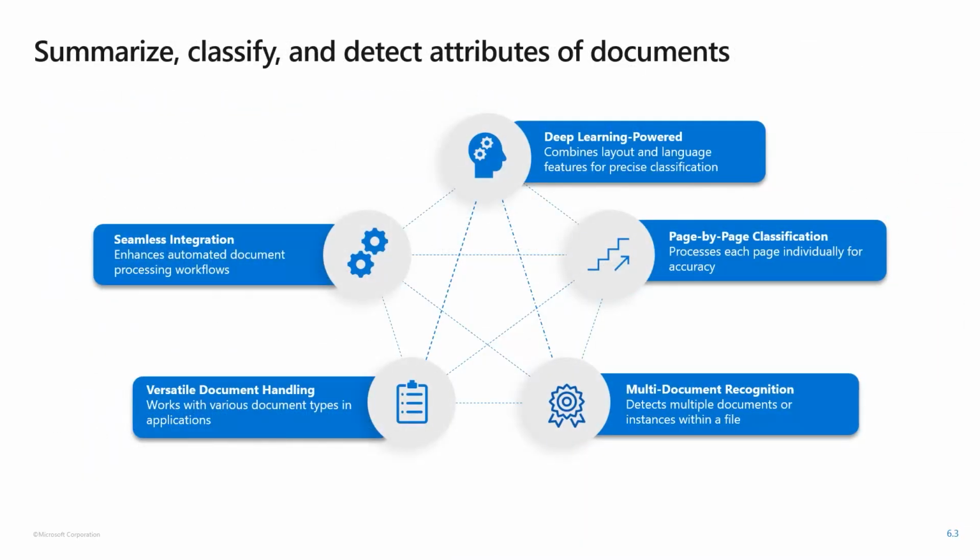Be familiar with how deep learning is used to combine layout and language features for accurate document classification. It's an important thing that you understand how page-by-page classification works and why it helps improve precision. You'll also want to know how these tools handle different document types and how they fit into automated workflows.